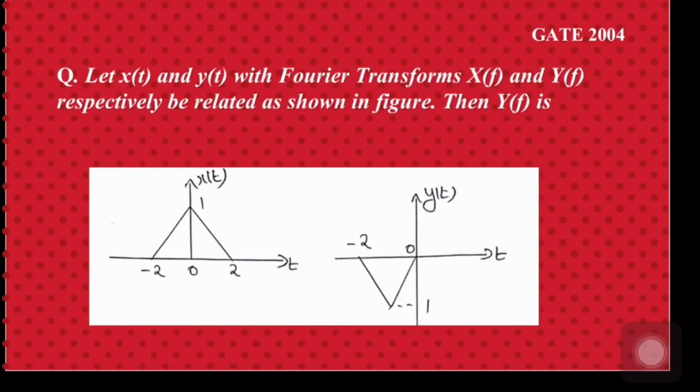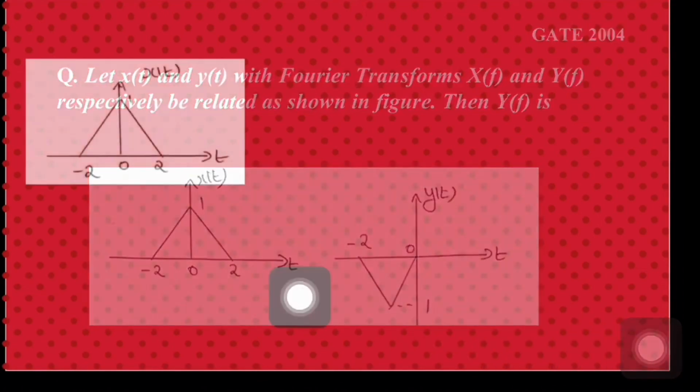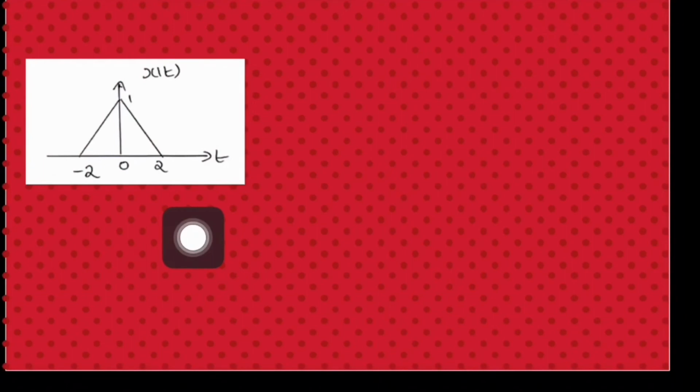How they are related is illustrated in this figure. In fact, we have to find out how the Fourier transforms are related. So let's do that. First, we need to find out the mathematical relation between x of t and y of t based on this figure.